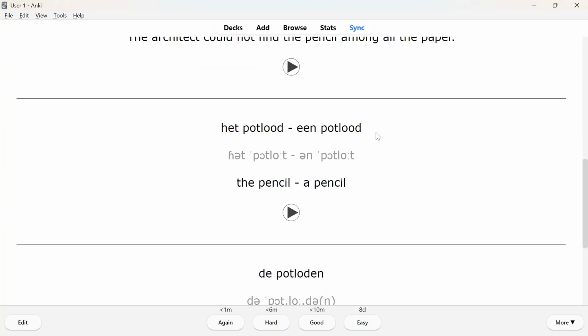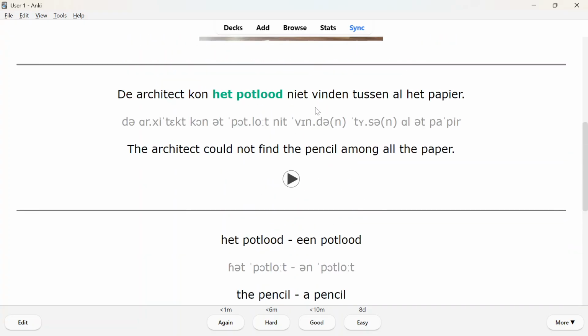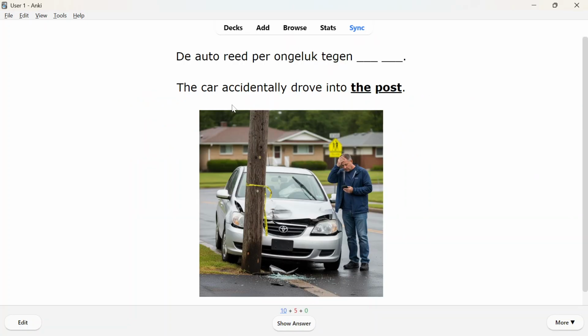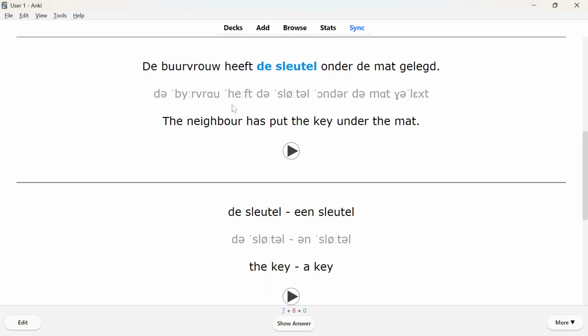Het potlood, een potlood. De potloden. Now you may have noticed a difference because now het potlood is in green. And the reason for that is because it's a het word. Now a lot of the words in Dutch are de, but there's also a significant portion that are het words. So now you can see immediately this will help you a lot when it comes to memorizing whether a word is de or whether a word is het. The color coding will really help you. So het potlood. And I could continue like this, but I think you get the picture.